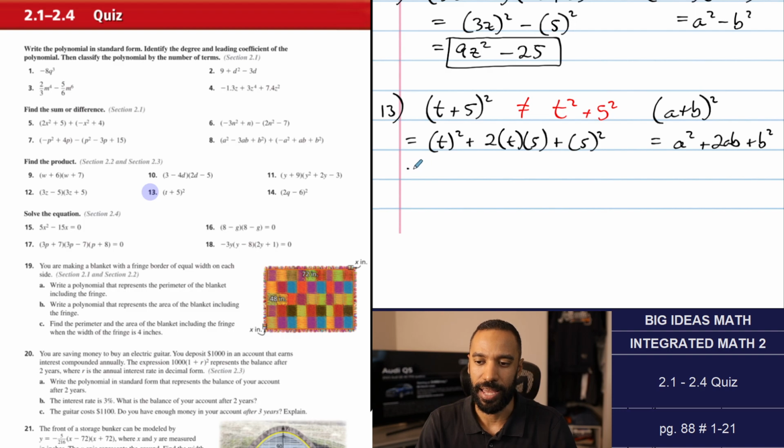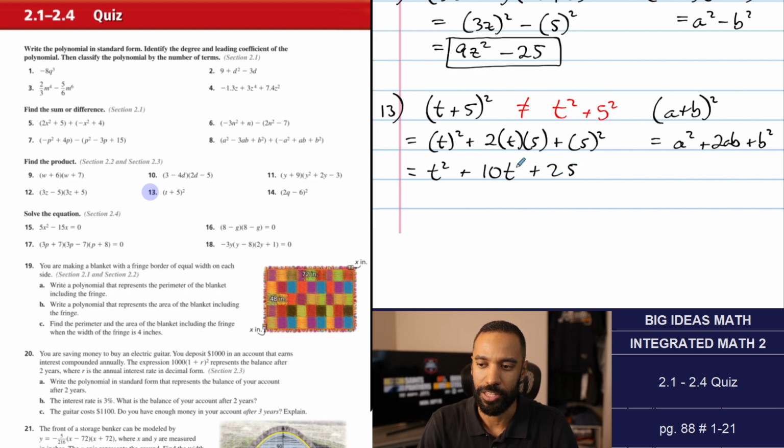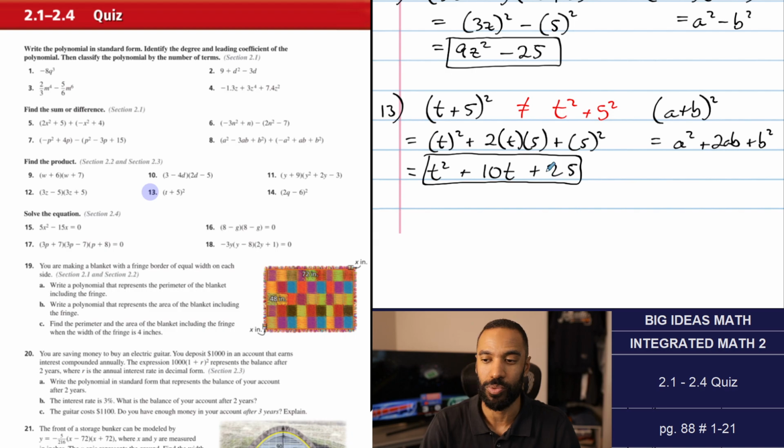T squared is exactly that, it's t squared. Doubling 5t gives you 10t, and 5 squared is 25, and that's the result. It's like t squared plus 5 squared. I see my t squared and I see my 25, but you're totally missing this whole middle term. What does it matter? It means a great deal. It means everything, of course. It's a missing term. So, that's what happens when you multiply those.